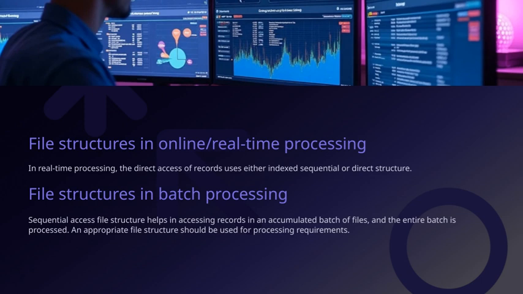Now, shifting gears to real-time processing. This is where things get a bit more dynamic. In real-time or online processing, records often need to be accessed directly, without going through the entire batch. For this, we use either indexed sequential structures or direct access structures, which allow us to fetch specific records quickly and efficiently. The key takeaway here is that selecting the appropriate file structure, whether sequential for batch or direct for real-time, can significantly impact the performance and efficiency of your processing system. This ties back to our overall theme of designing systems that are optimized for their specific operational needs.